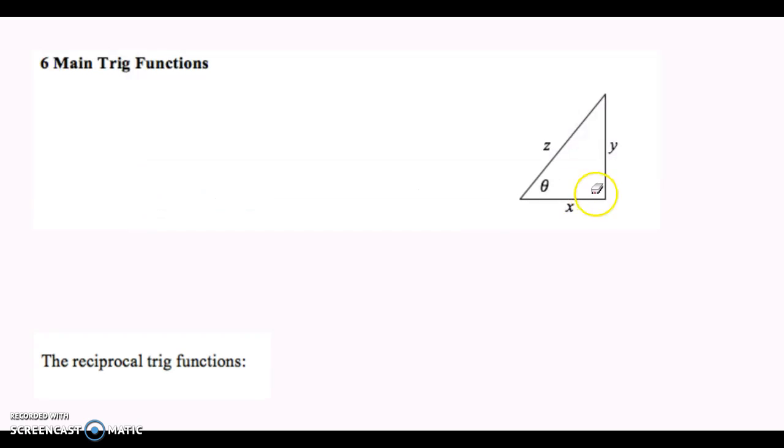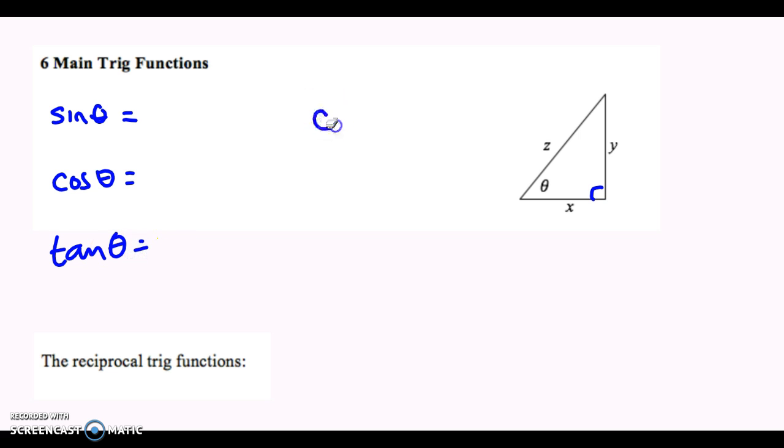If I'm given this triangle here, and let's assume that it is a right triangle, then I can find 6 trig functions that are the ones that we'll use. The 6 trig functions are sine theta, cosine theta, tangent theta, cosecant theta, secant theta, and cotangent theta.